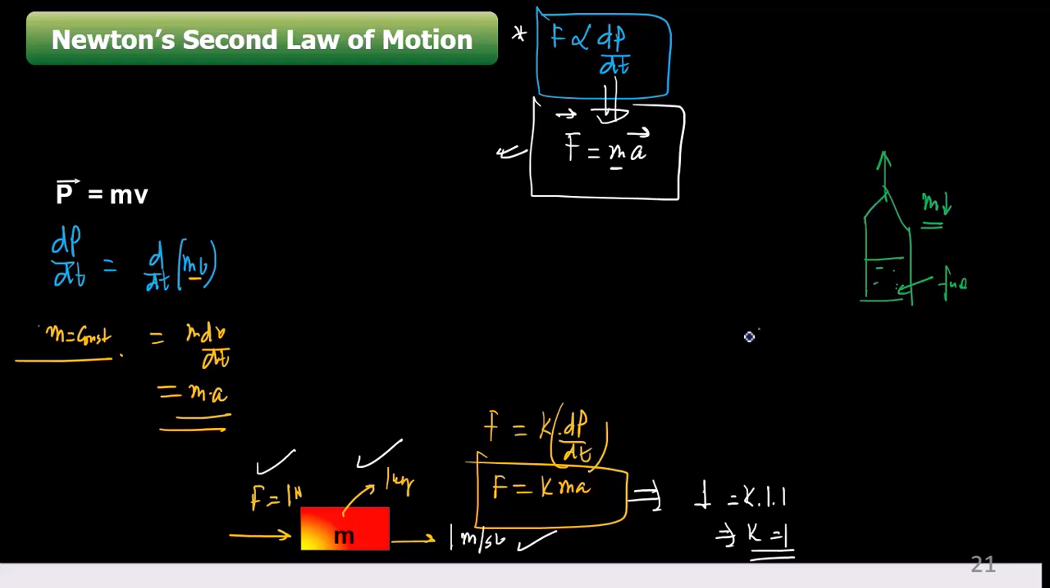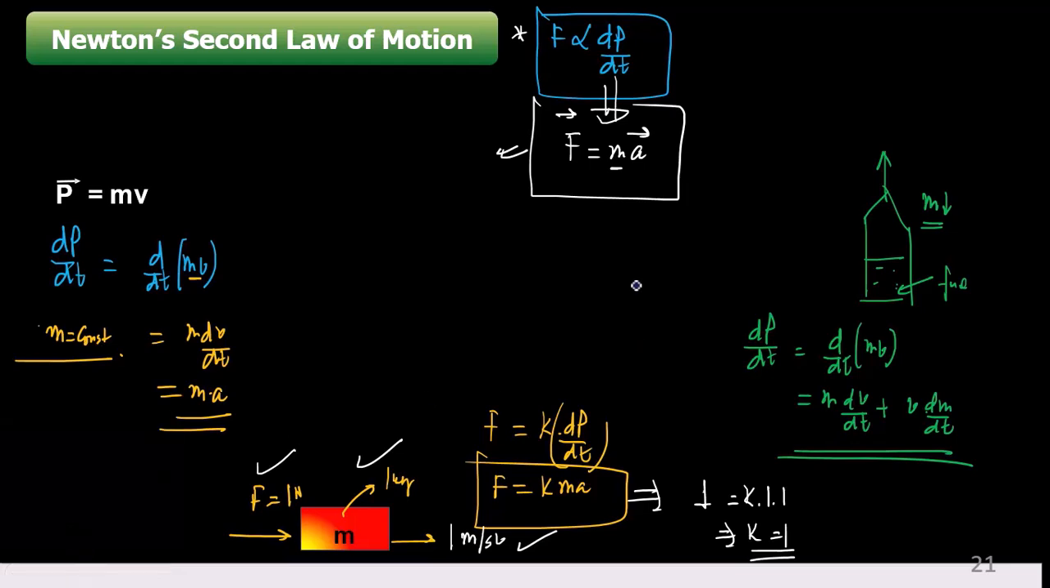Whenever the mass is variable, dp/dt can be written as d/dt of mv, and now both are variable. So m into dv/dt is one part, plus v into dm/dt is another part. That will give the applied value of force. So whenever the mass is variable, I cannot apply F equals ma. F equals ma is applicable only when mass is constant. This is Newton's second law of motion: the rate of change of momentum is the applied force, F proportional to dp/dt.